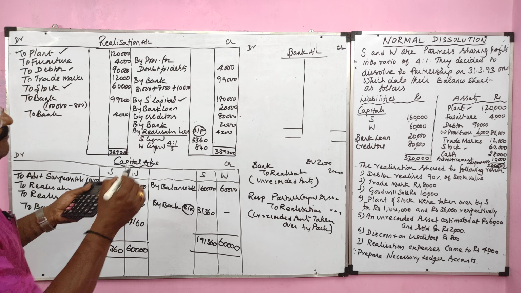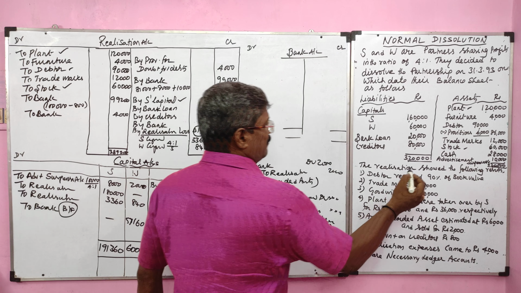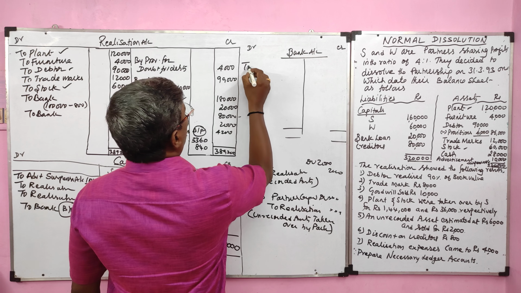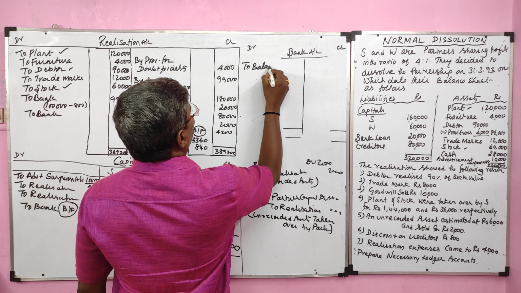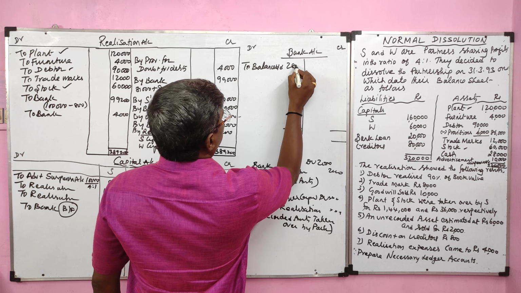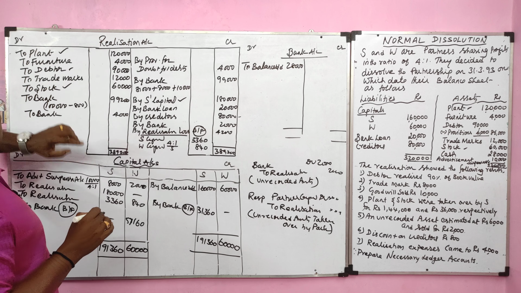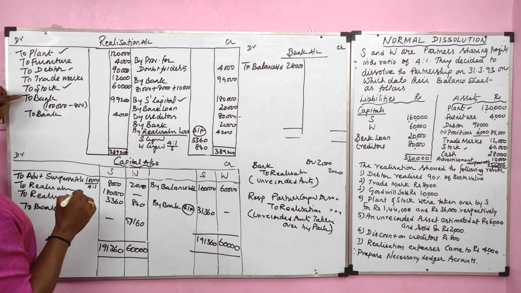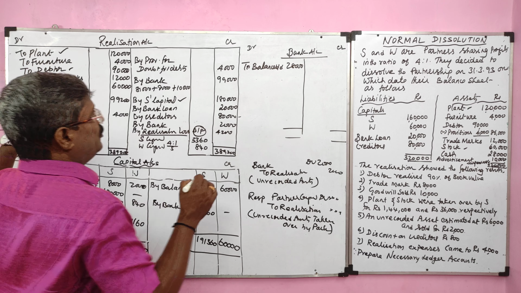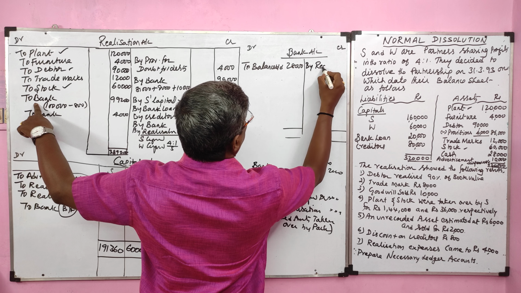Then we have to prepare the bank account. First we will take the opening balance of cash and bank. Here cash is given, it should be considered as bank. So opening cash we should record as to balance b/d, its value 28,000. Then go to the realization account, take all banks. Debit side we have bank. It is for payment to the external liabilities. So it will be recorded in the credit side of bank account as by realization.